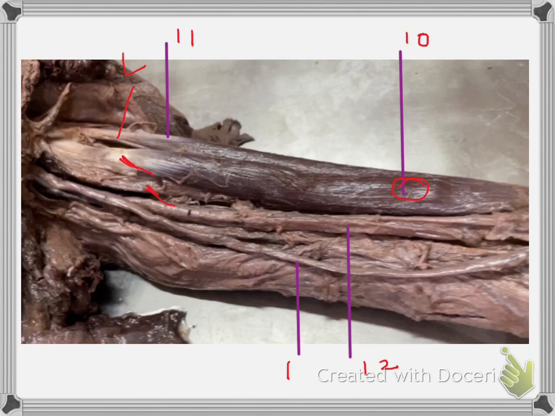Okay, then next one, 13. This is 13, right? 13 is median nerve. Median nerve in the arm doesn't have any branches. Median nerve arises from both the lateral root as well as from the medial root.